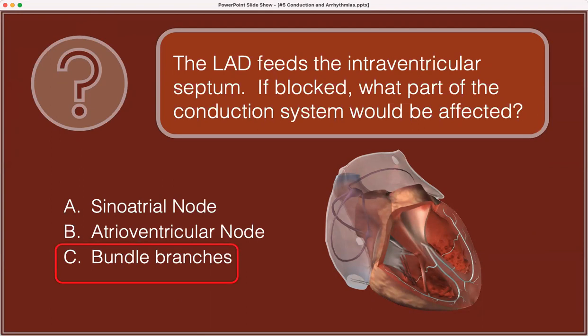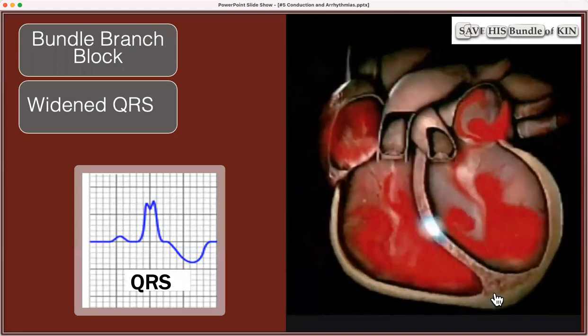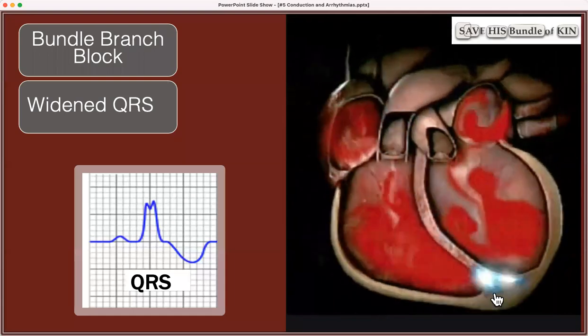The answer is those bundle branches right here. These are the bundle branches. With a bundle branch block, you'll start to see widening of the QRS.